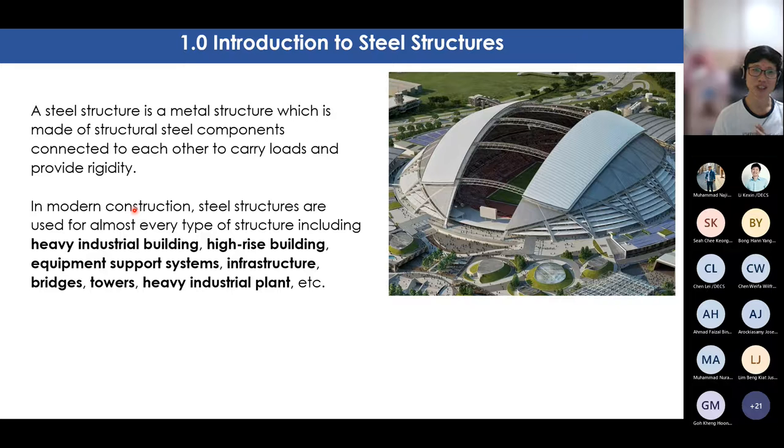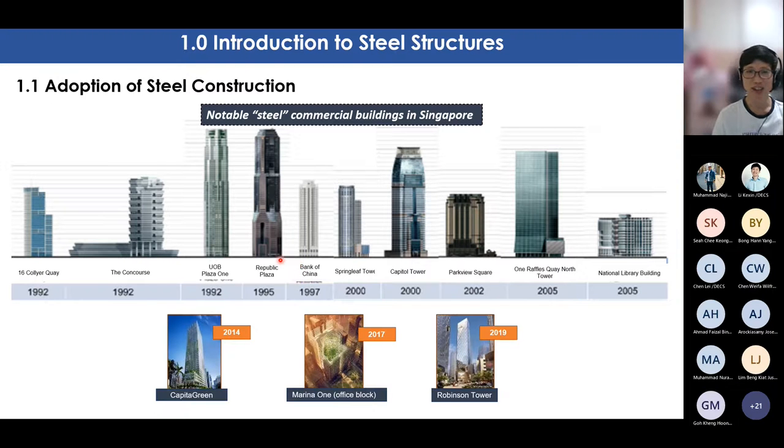In modern construction nowadays, a lot of buildings use steel structure. It depends on the country. In Singapore, there are a lot of concrete structures. Later I have one graph on the UK. For Singapore steel construction, you can see these projects that use steel structure, recently Capital Green, Marina One or Robinson Tower. Like the UOB building built in 1986, which is not listed here, 280 meters tall, a composite steel structure. That was actually the tallest building at that time in Singapore.